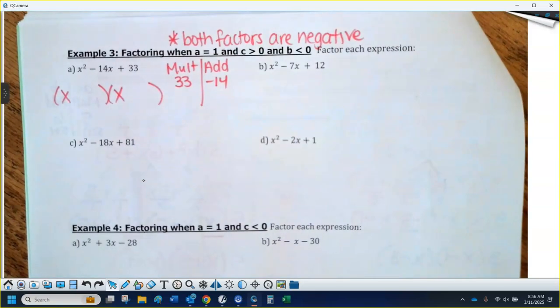Can you guys think of two numbers, if you multiplied them, you get 33, but you add them, you get negative 14?